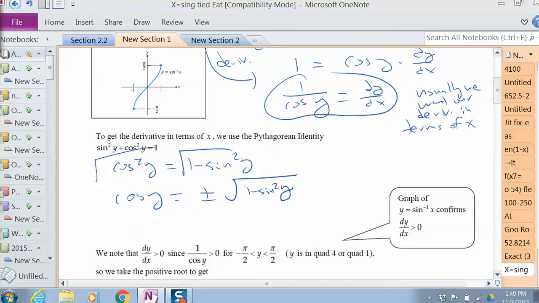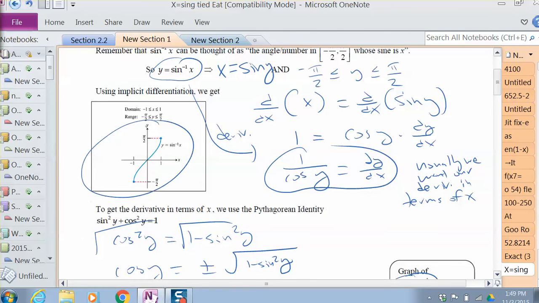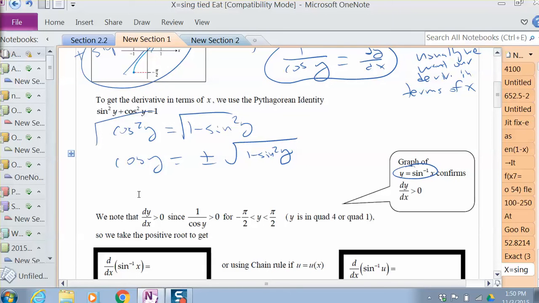Now, given the way our inverse sine graph looks, the inverse sine graph is right over here. The tangent lines will have positive slopes. So if tangent lines have positive slopes here, in that entire range, from negative pi over 2 to pi over 2, then we're probably just going to want to go with the positive square roots.